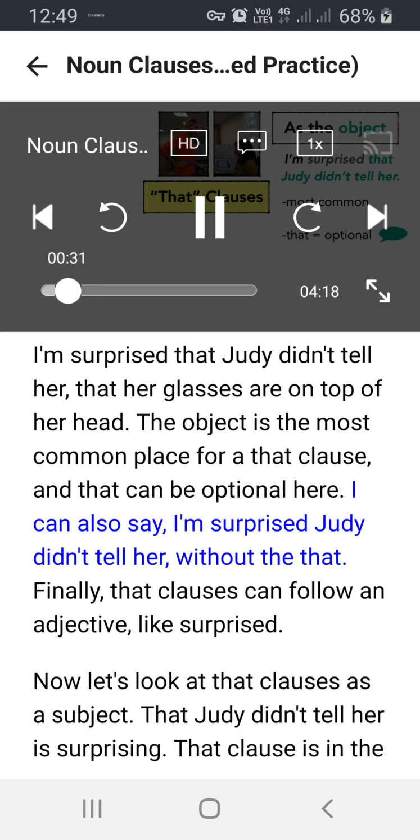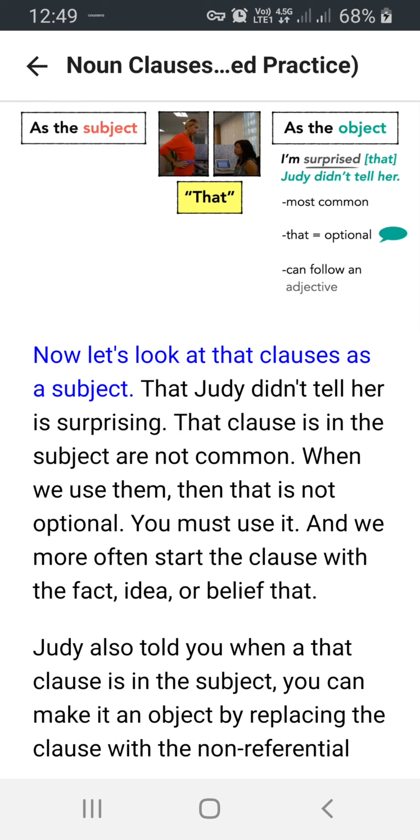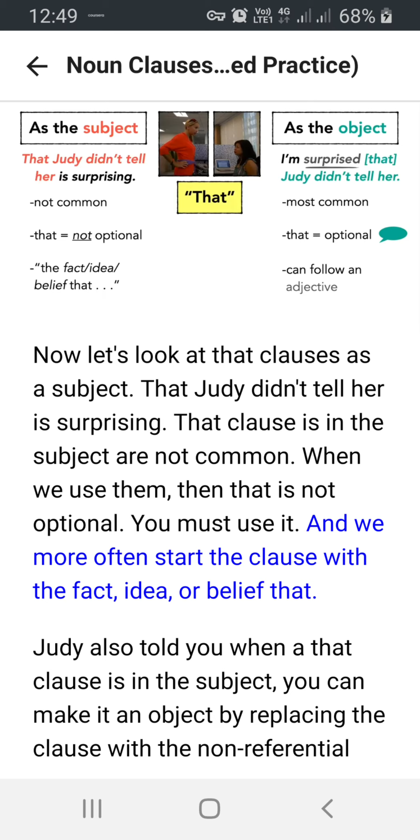I can also say, I'm surprised Judy didn't tell her, without the that. Finally, that clauses can follow an adjective, like surprised. Now let's look at that clauses as a subject. That Judy didn't tell her is surprising. That clauses in the subject are not common. When we use them, the that is not optional. You must use it. And we more often start the clause with the fact, idea, or belief that.